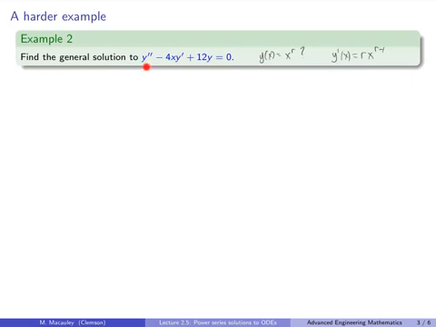But the problem is that this y double prime is not going to work. So in other words, if we try to plug this in, we're going to get r times r minus 1, x to the r minus 2, minus 4 r x to the r plus 12 x to the r equals 0. And what's the problem here? We can't ever make these x to the r's cancel with this x to the r minus 2. That is not going to work. So we have to do something else.